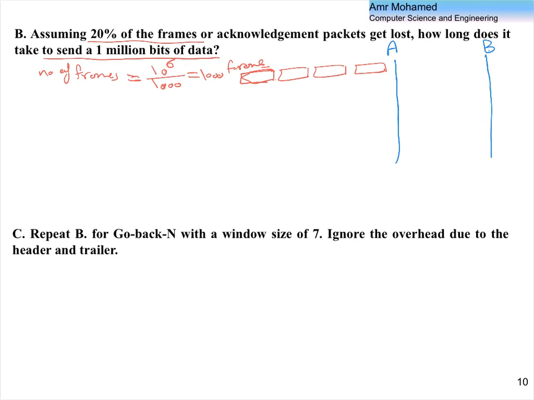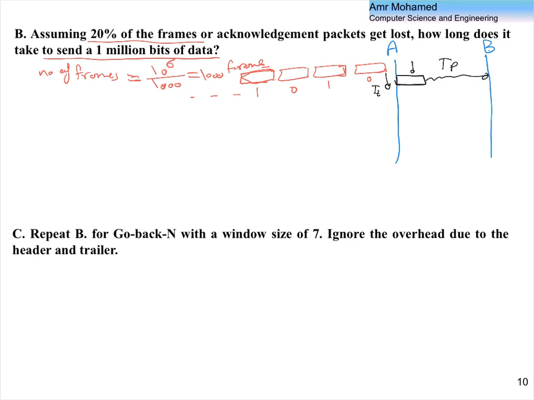And that's ignoring, of course, the header and trailer. If we have 1 million bits of data, of course, we have to add header and trailer, but in that case, we ignore their size. So we have 1,000 frames. These 1,000 frames will line up at A, with sequence numbers 0, 1, 0, 1, and so on. The first thing A will do is send that frame using one transmission time. Once we spend one transmission time, the frame becomes a signal that will propagate to B using the propagation time.